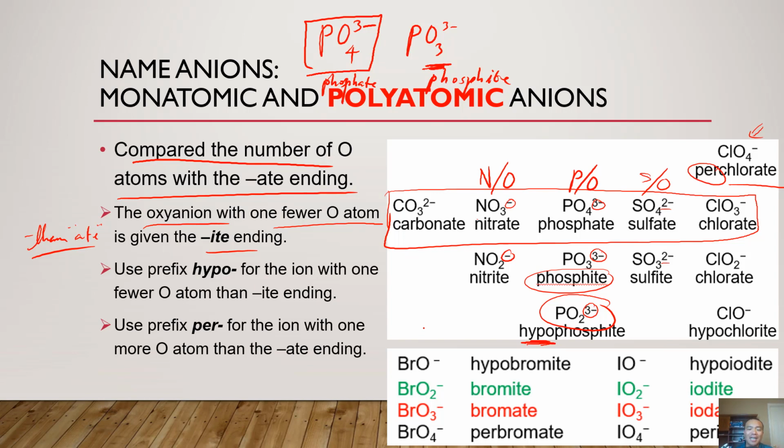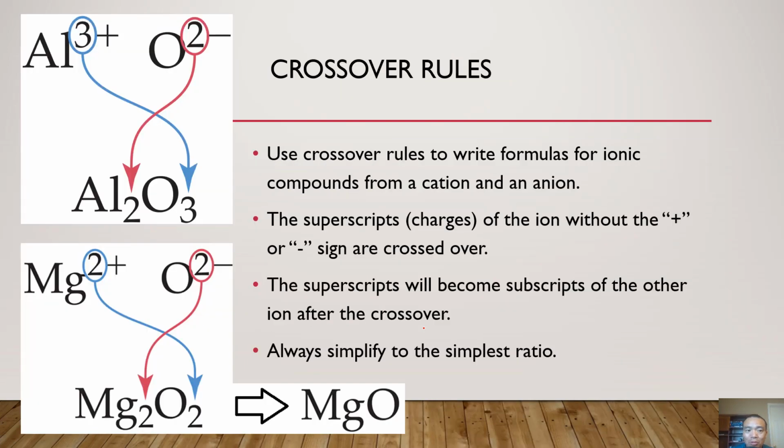Because an ionic compound is actually composed of a metal and non-metal. So the metal will form the cation, the non-metal will form the anion. When you put it together, we use so-called crossover rules. The crossover rules tell you you're going to cross over the superscripts, or the charges, but without the sign. You don't put the plus or minus in. You never cross over subscripts. The only thing you cross over is the superscript without the sign.